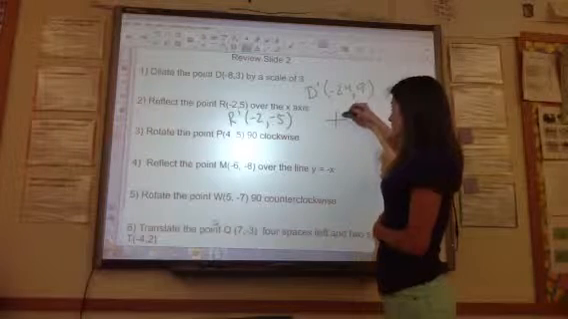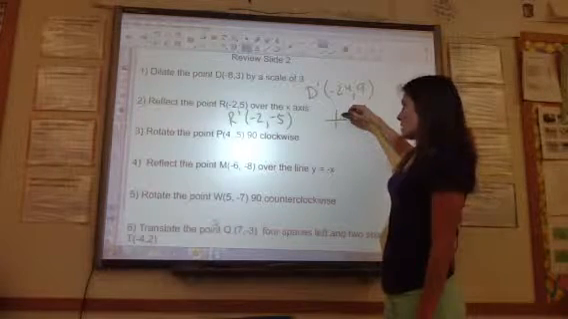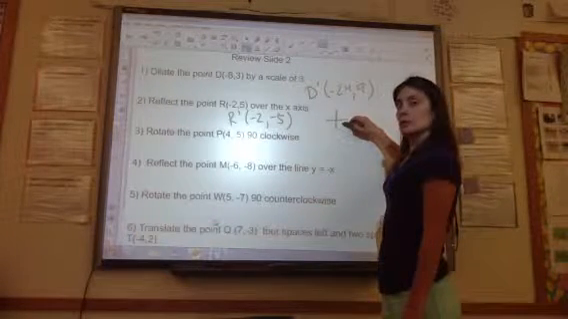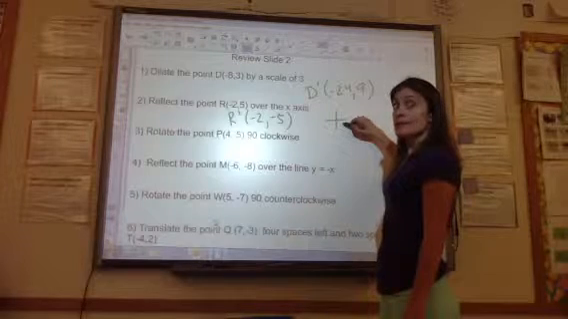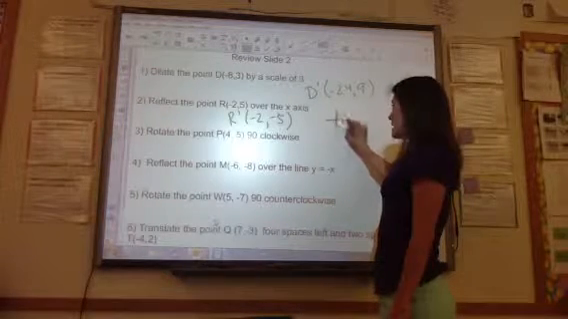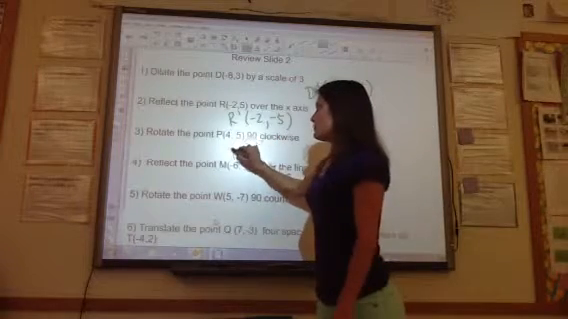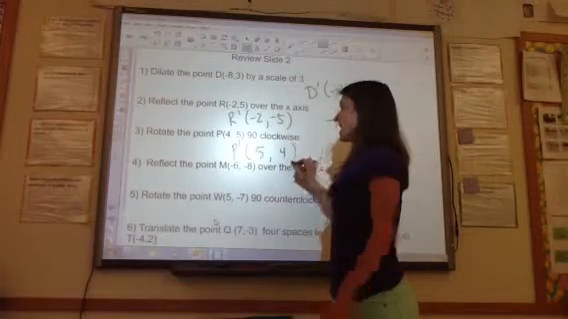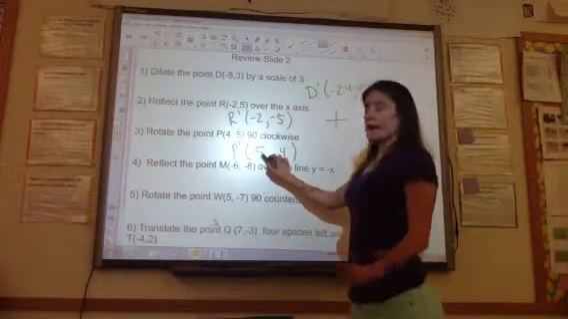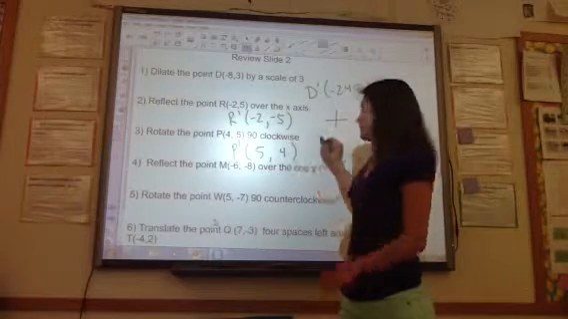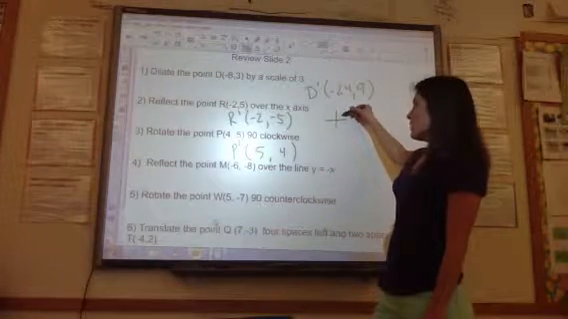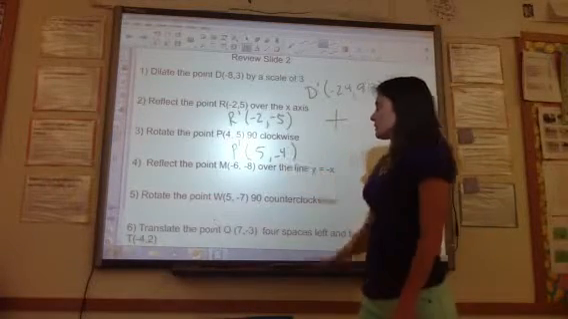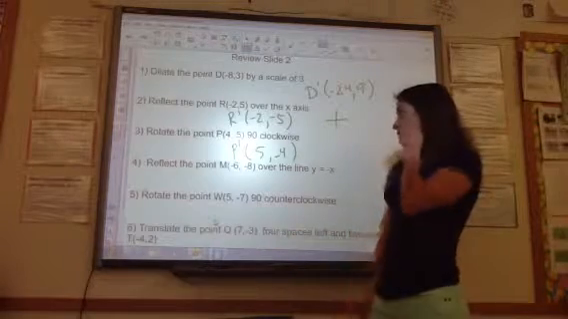So when I think about it, 4, 5 is in quadrant 1. If I rotate clockwise, 4, 5 ends up in quadrant 4. Well, quadrant 4 has a positive x and a negative y. Positive x, negative y. Which means I know that for P prime, my y is going to become my x, and my x is going to become my y, and I know that one of them, either my x value or my y value, is going to become negative. If I think about the fact that quadrant 1 goes to quadrant 4, I know that y in quadrant 4 is negative. So I know my 4 is going to end up being the negative piece of it.